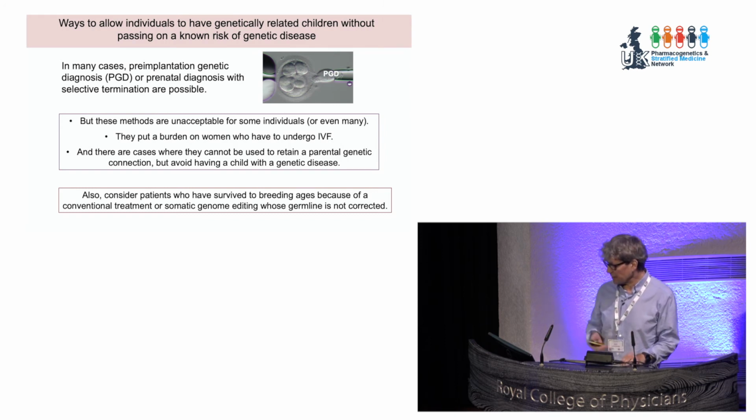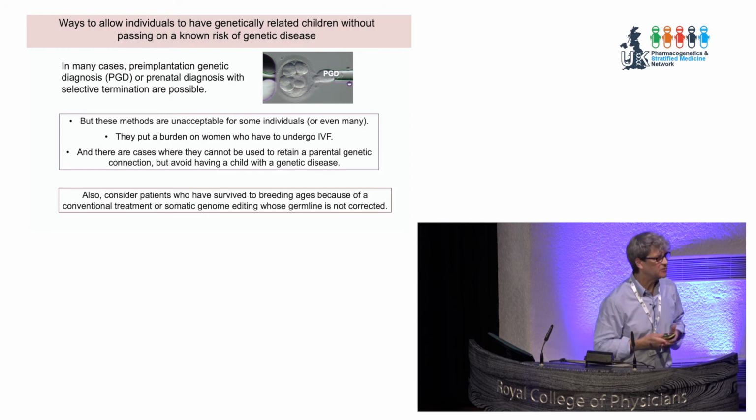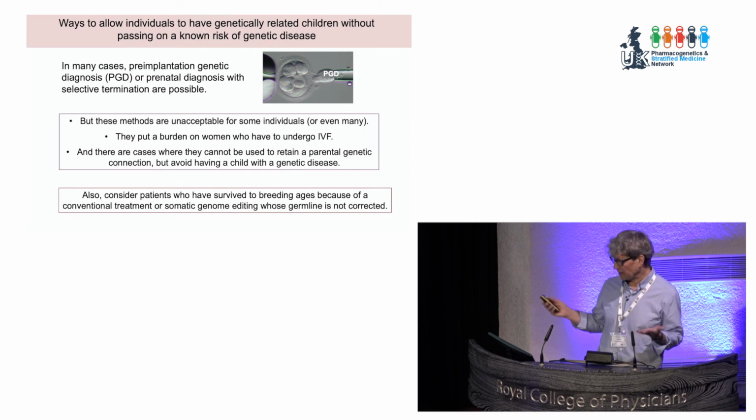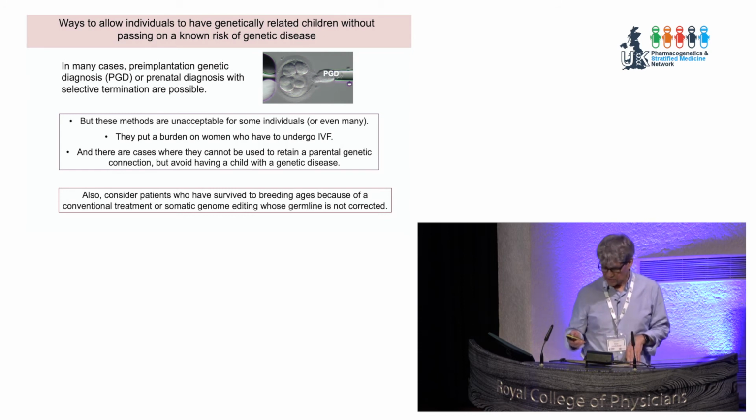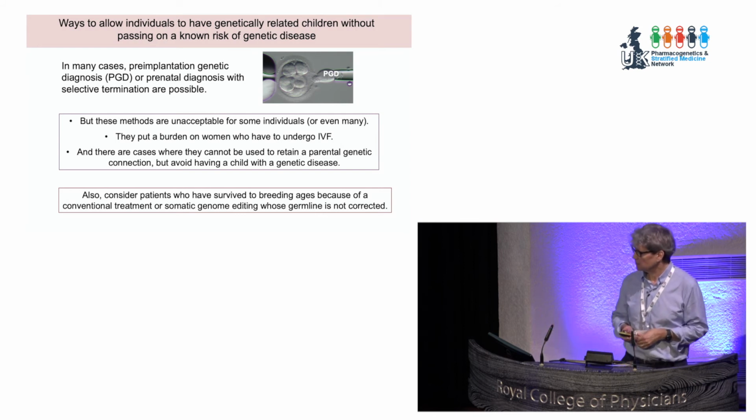So what are the ways to allow individuals to have genetic-related children without passing on a known risk of genetic disease? Frequently, when you talk about the possibility of doing germline genome editing, people say, well, you have pre-implantation genetic diagnosis. Why can't we use that? Well, of course you can. But the methods are unacceptable for some individuals. Of course, they always put a burden on women who have to undergo IVF. And there are cases where they can't be used to retain a genetic connection to the parent but avoid the genetic disease. I'll touch upon those in a second.